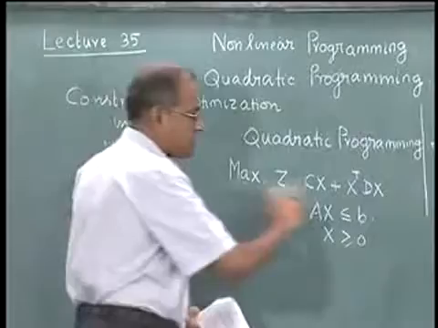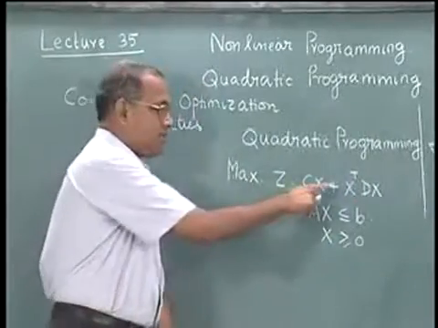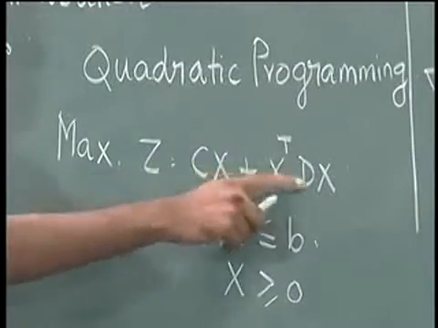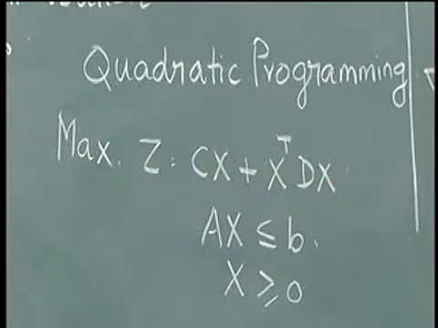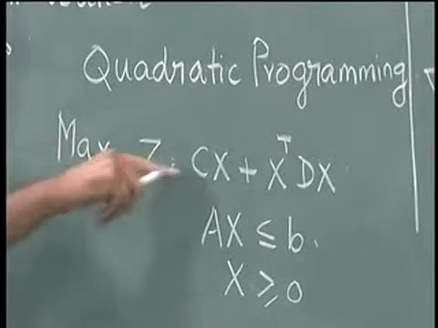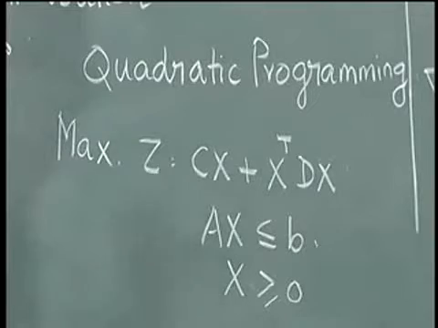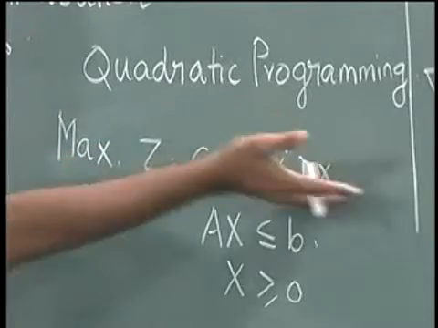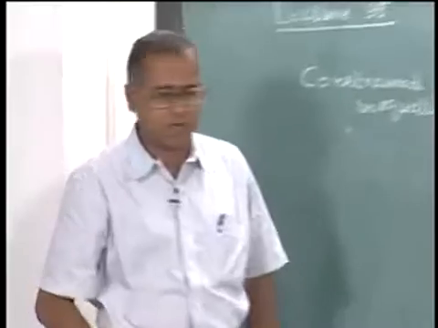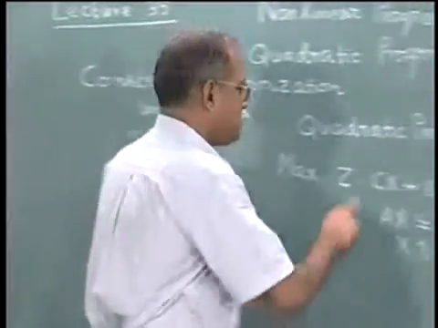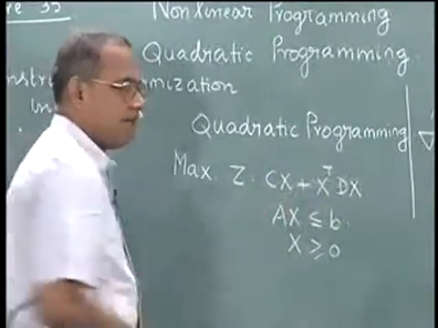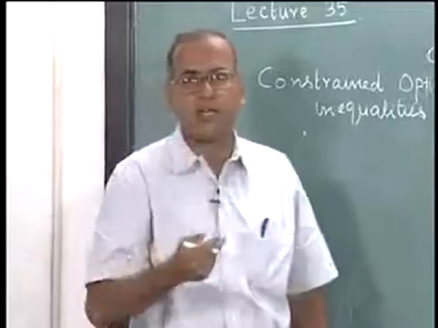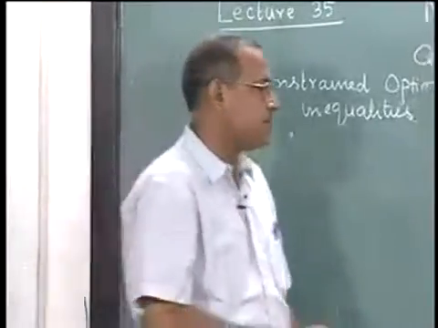Now the objective function is quadratic. That happens because of the form x transpose Dx, which gives us the quadratic form. There is also a linear portion in the objective function, which is Cx. There can be a constant which can be ignored temporarily. So z equal to Cx plus x transpose Dx represents the quadratic objective function.